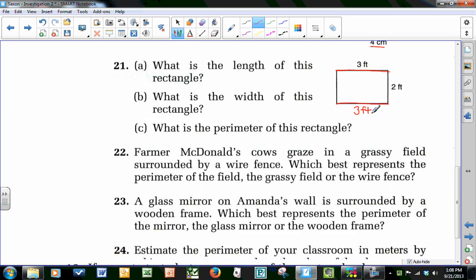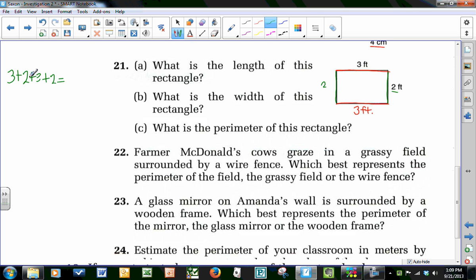They're equivalent. And then, let me change colors, if this side is just 2 feet long, what is the width? Well, it's 2 feet. Then its opposite side is also 2 feet. And then you would simply add these 4 numbers together. And again, there are several ways you could do that. You could simply write 3 plus 2 plus 3 plus 2.